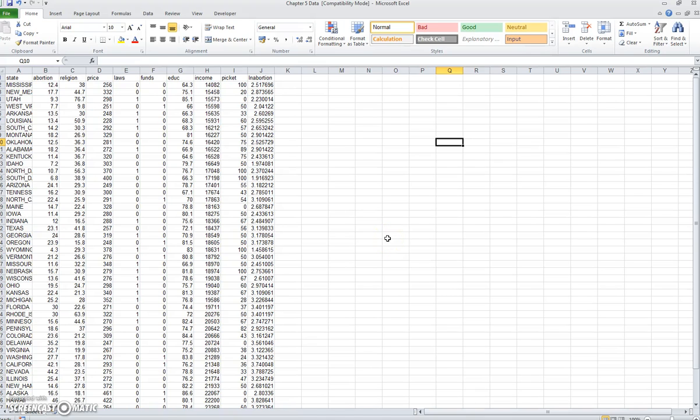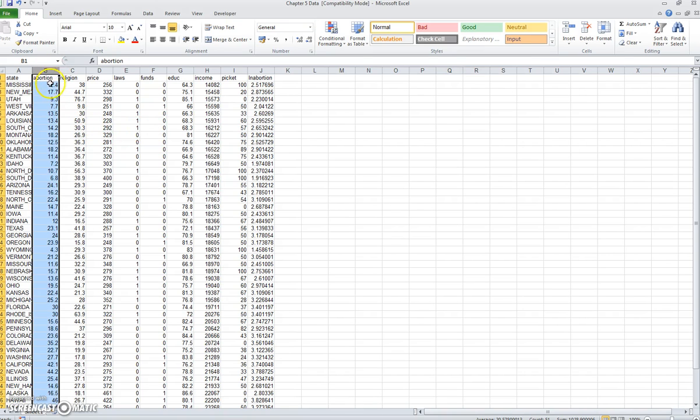Okay, so what we are going to do today is recreate the analysis presented in Gujarati Chapter 5, Econometrics by Example, where we're looking at testing for heteroscedasticity. We have the data downloaded from Gujarati's companion website, where we have the abortion rate in each United States state, and we have the series of independent variables he uses in the chapter. So we have religion, price, laws, funds, education, income, and whether something is picketed or not.